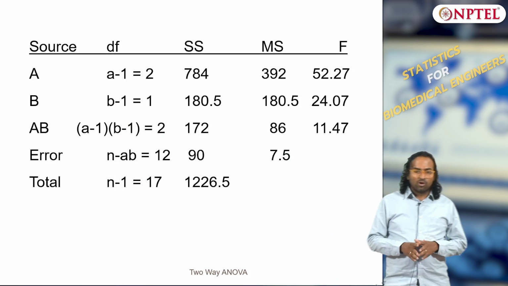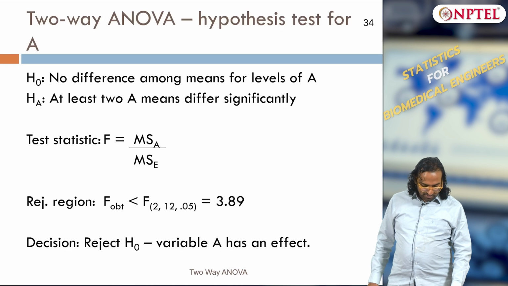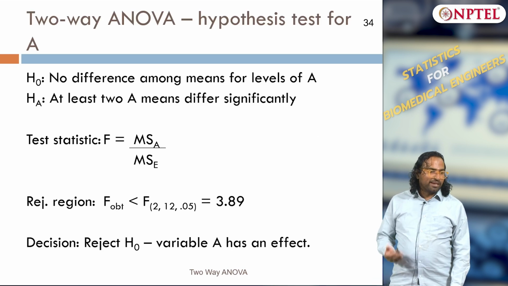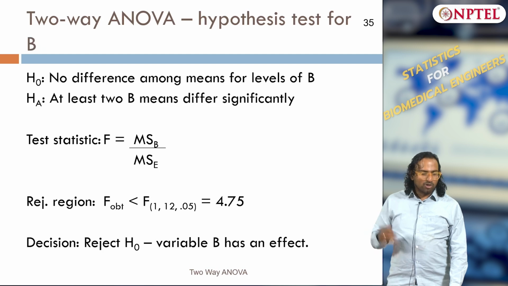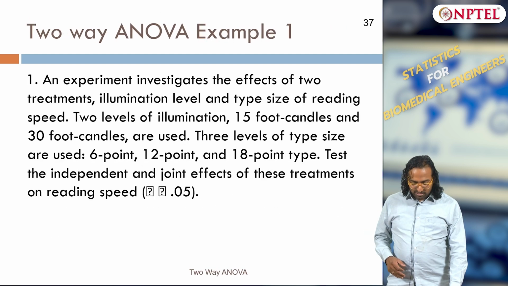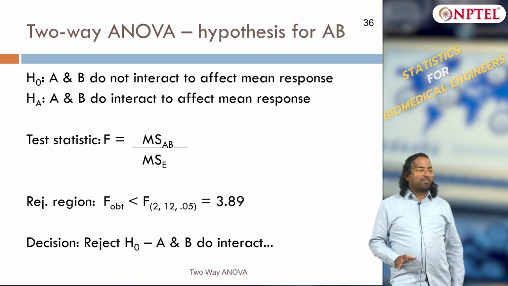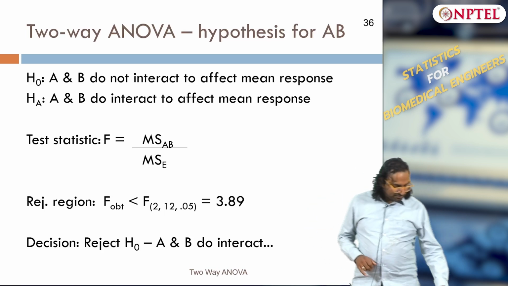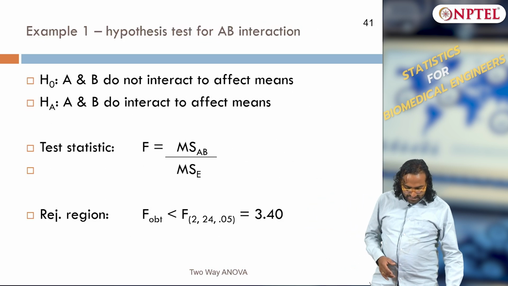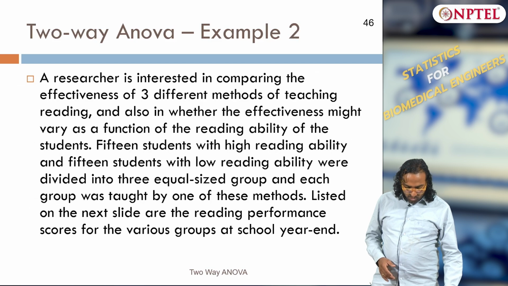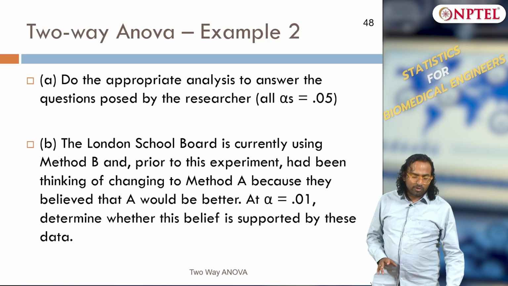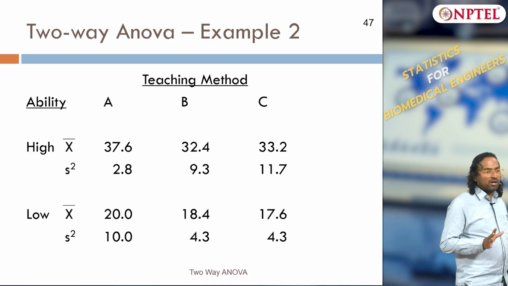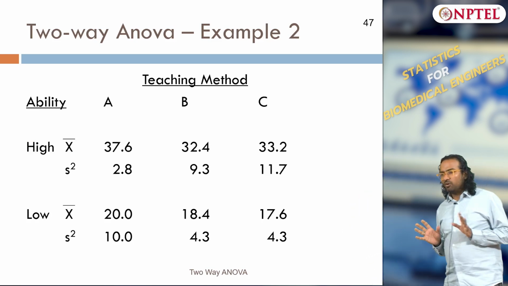So far so good, right. Now you could do MSA by MSE, MSB by MSE. So now you can do all these 3 hypothesis testing including interactions, clear. So one more example I have given, okay. I hope you guys can solve it and then check for yourself, okay. So that completes our 2-way ANOVA, okay.